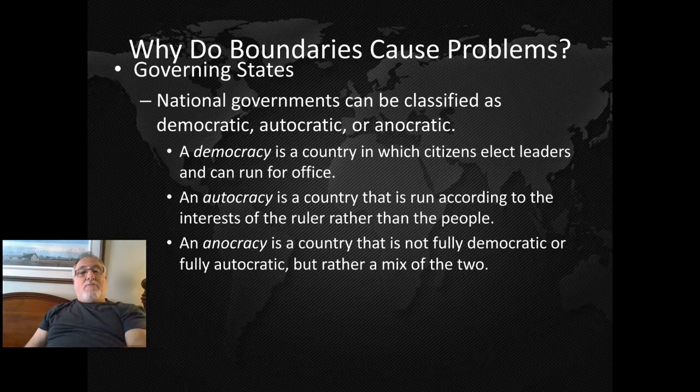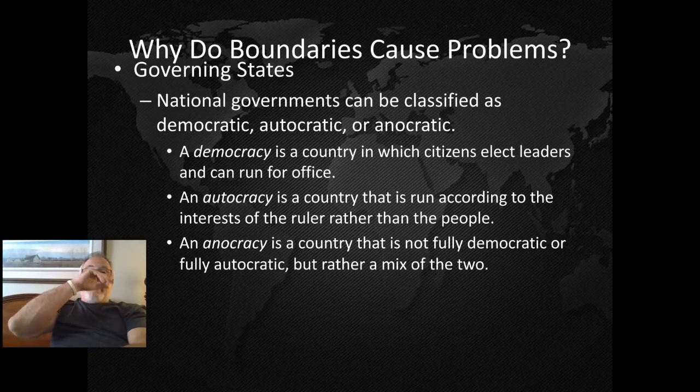All right. Now, another way that boundaries cause problems is how states are governed. And for the AP Human Geography world, we're looking at three basic types of government: democracies, autocracies, and anocracies. In a democracy, citizens elect their leaders. We vote. We are a democratic republic because we choose people to make decisions for us.